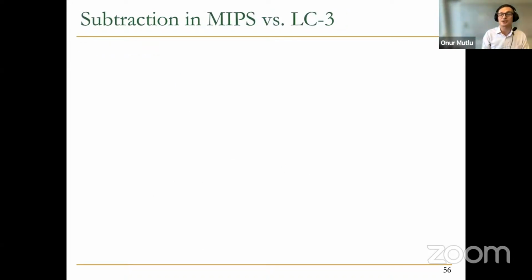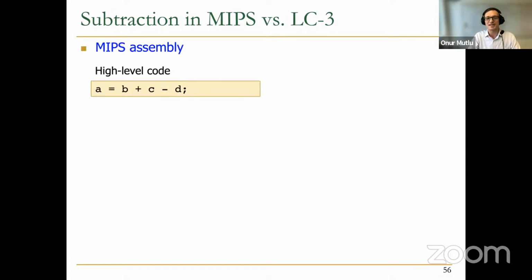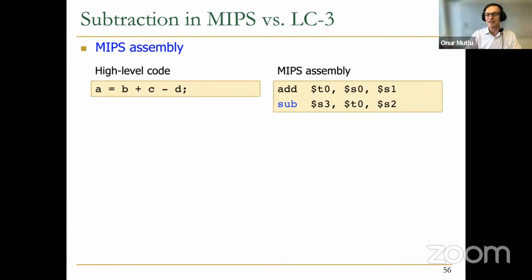Now let's take a look at how we can do subtract, something more interesting, basically. Now we know how to do add. How do we subtract in MIPS versus LC3? So for MIPS assembly, let's say this is your high-level code: 1 addition, 1 subtraction. Assuming your variables are allocated to these registers, B and C are in S0 and S1, and D is in S2. This is what will happen, and the result goes into S3, which is A. And there are some temporary registers that you can see are used.